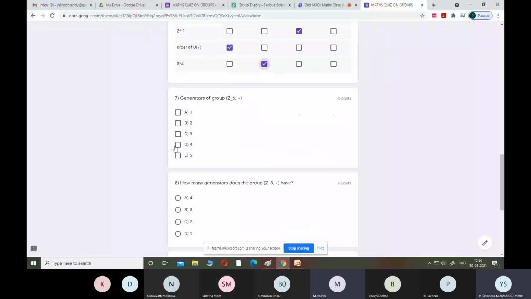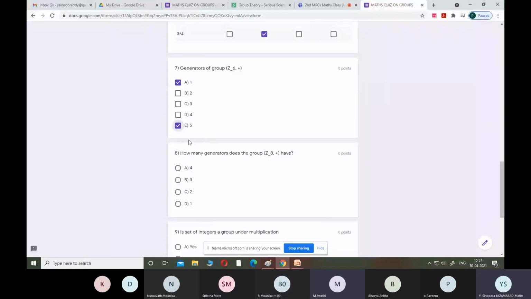Now tell me, what are all the generators for Z6? Can I say 1 is a generator for Z6? Yes, ma'am. What about 2? No, because it is not relatively prime. What about 3? No. What about 4? No. What about 5? Yes. 5 is relatively prime to 6.